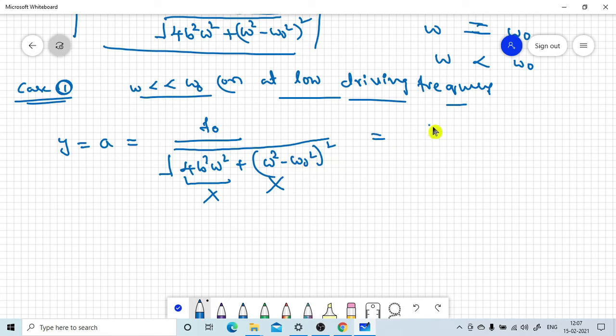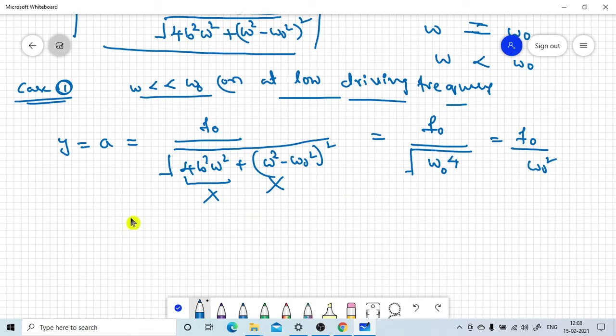So the final value is equal to omega f naught divided by omega, square root of omega naught whole to the power of 4. If we take the root of omega naught to the power of 4, we will get f naught divided by just omega naught square. So what is the omega naught square value?